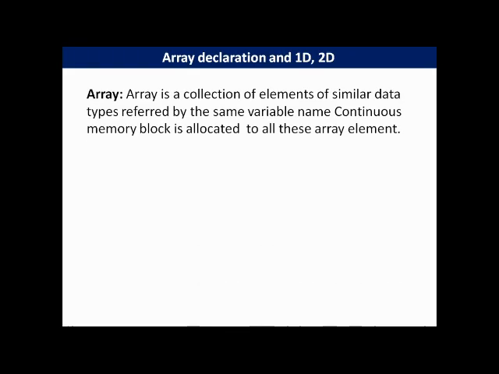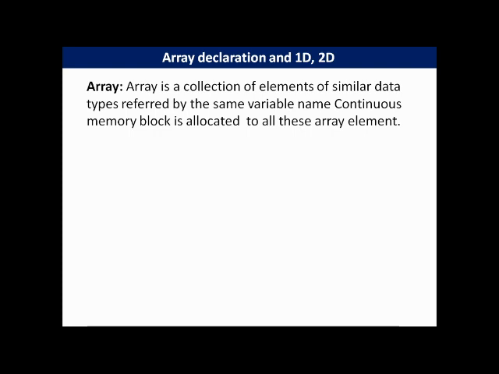Today we are going to study array declaration and 1D, 2D array. What is an array? An array is a collection of elements of similar data types referred to by the same variable name. A continuous memory block is allocated to all these array elements.